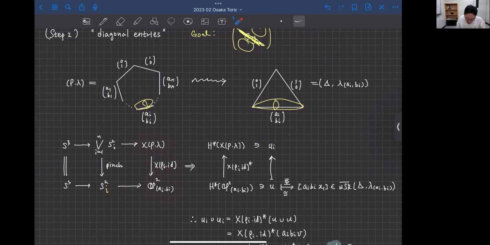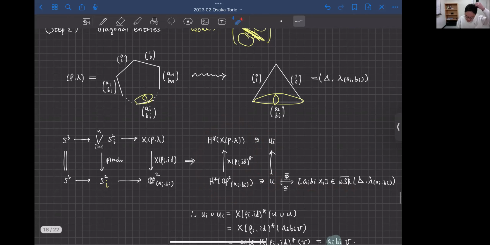Okay, and then it's pulled back at the level of cohomology here. Then this U goes to, U means the basis which we defined in step 1, U goes to U_i, the cellular basis. We can define the cellular basis U_i by the image of this one, by this morphism. And then remember that this U goes to this element as an element in this weighted Stanley-Reisner ring.